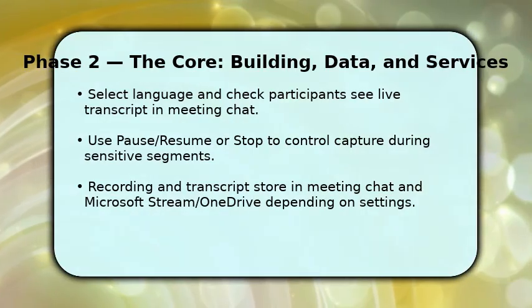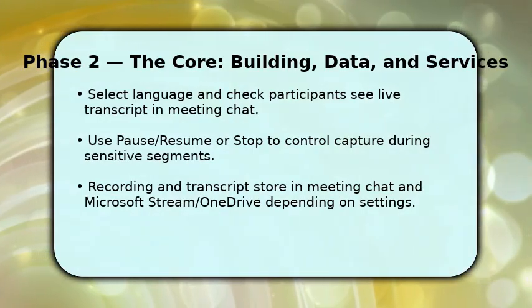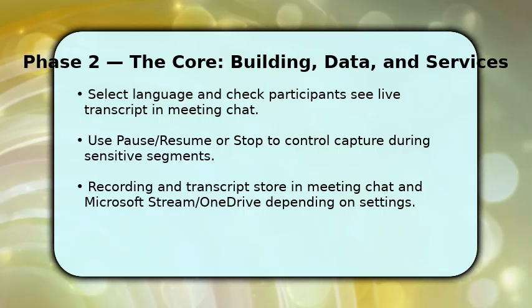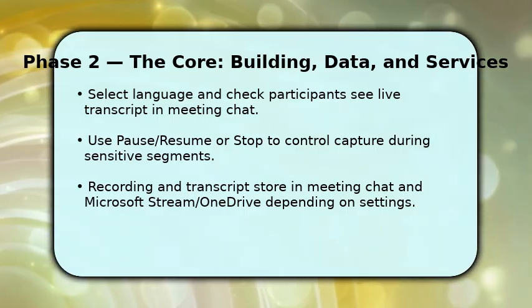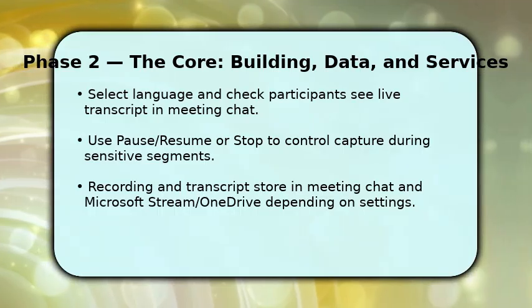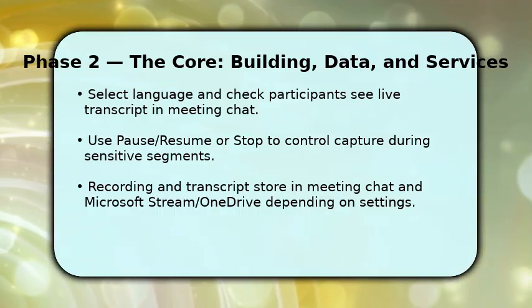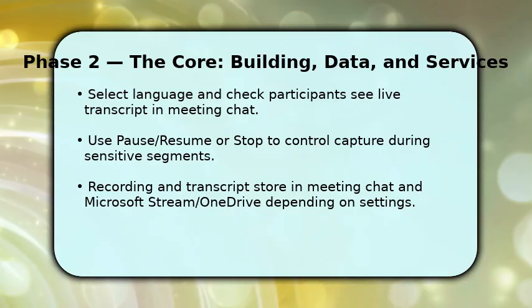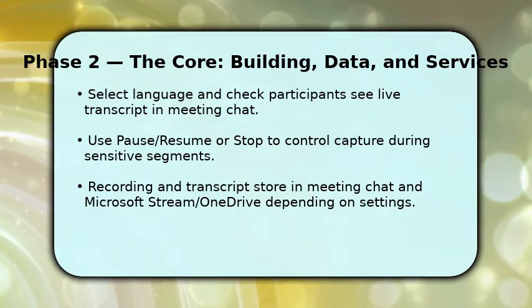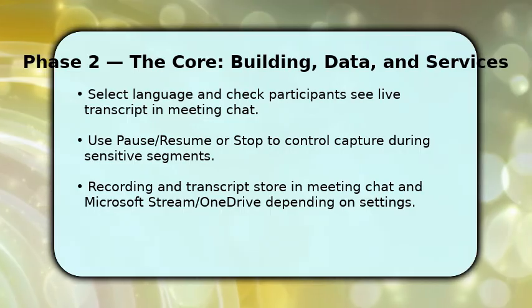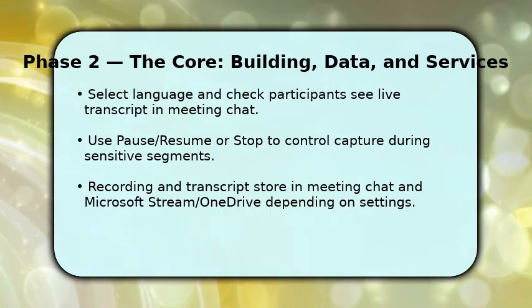Once the transcription is running, you manage it actively. Pick the spoken language if prompted so accuracy improves. Make sure participants can view the live transcript in the meeting chat. That visual cue confirms it's working. If you need privacy for a moment, use pause or stop. This prevents further capture until you resume, and it's why control matters.